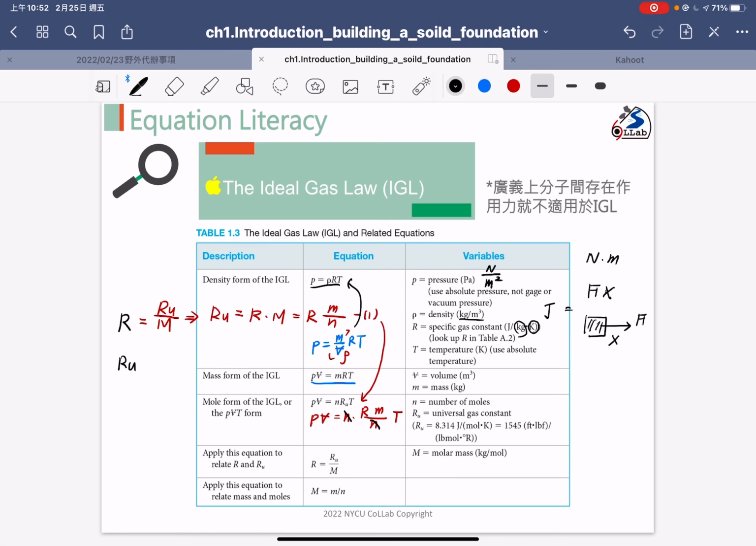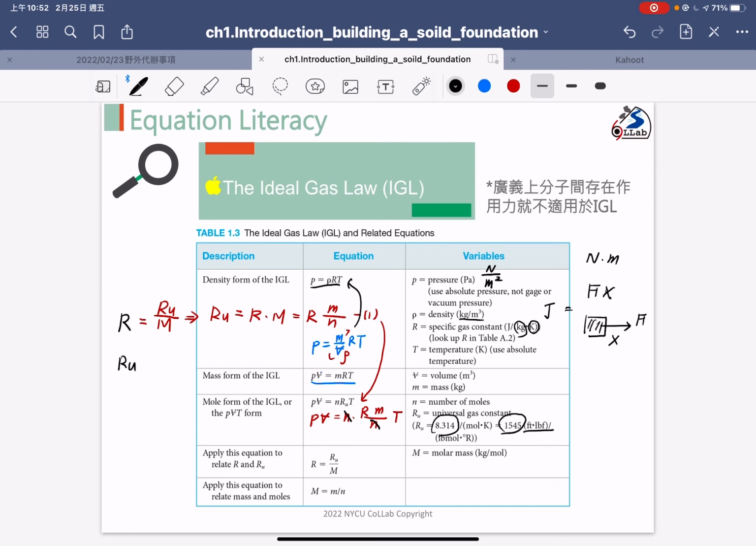And this one just uses different units, the English unit formula. If the units are different, the numbers also change. But the previous one is the standard that we use. Okay.